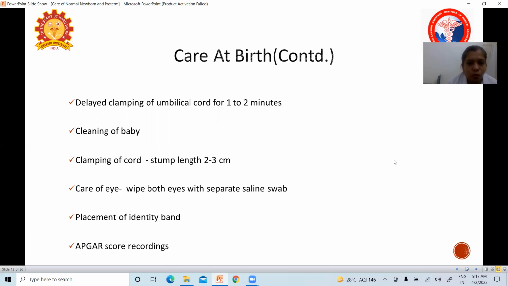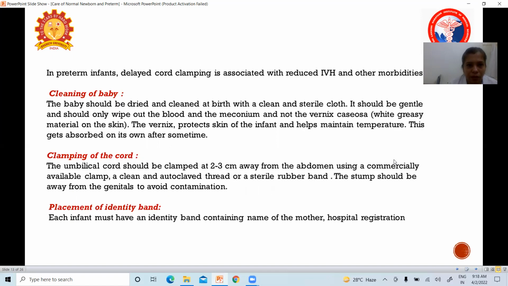Care of eye. Both the eyes should be washed with separate, clean saline swabs, and it should be cleaned from medial to lateral side. And the same swab should not be used for both the eyes, because in this way, if there is any infection, any chemical allergy, that will be transmitted to the other eye also. Then placement of identity band, which should be showing the name of the baby, time of the birth of the baby, and preferably weight of the baby. Then Apgar score should be recorded at birth.